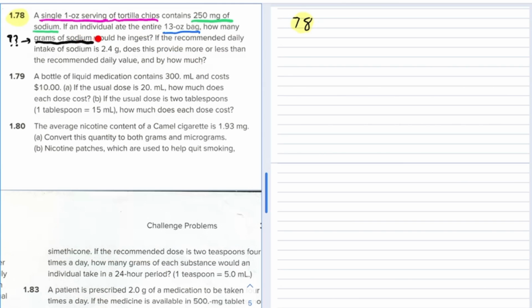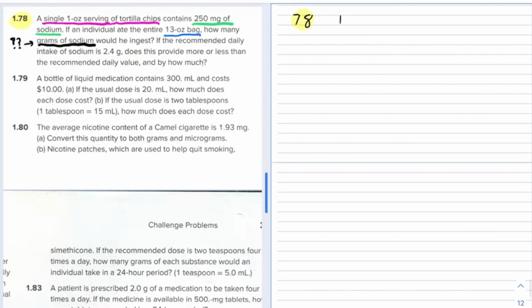So part A, the first one, is pretty simple, I think. 1 ounce contains 250 milligrams of sodium. So how much sodium is in 13 ounces? Well, you multiply it by 13. So 1 ounce of chips, that's what's colored in pink over there, contains 250 milligrams of sodium. This is sodium ion. We'll talk about ions in the next chapter.